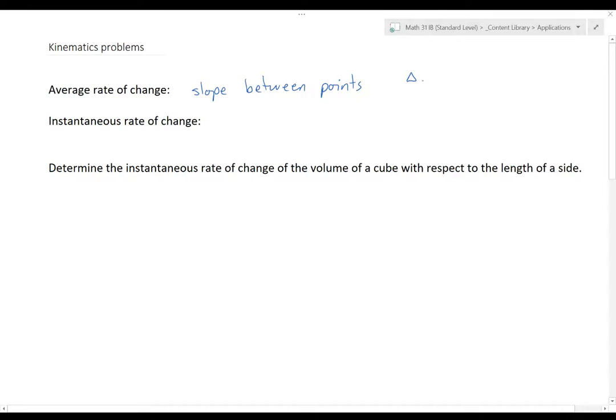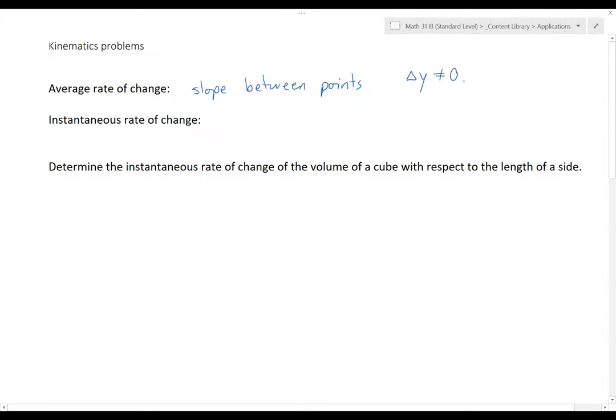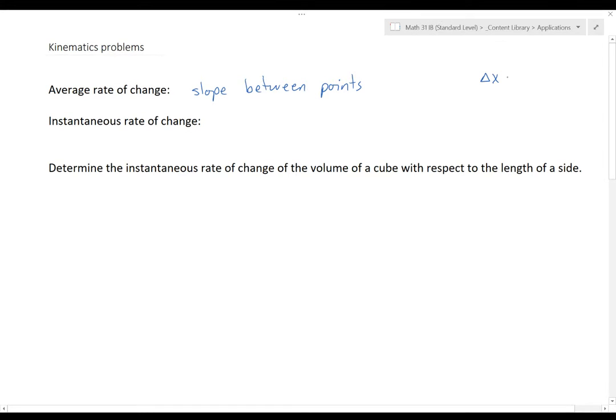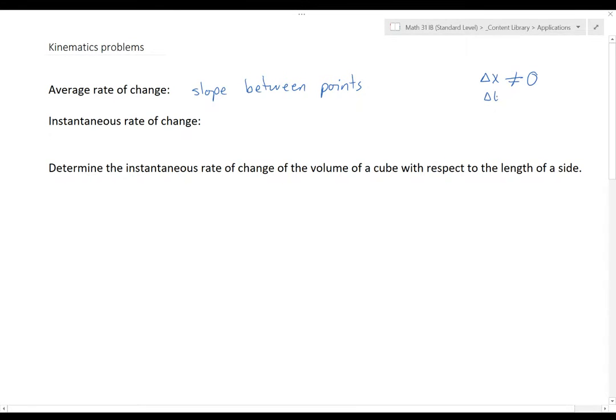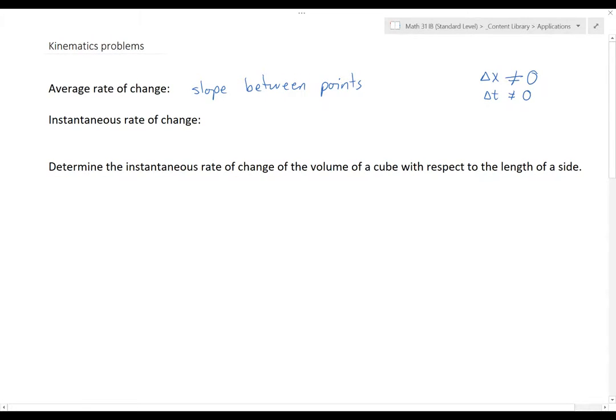So delta y does not equal 0. Well, delta y may or may not equal 0, but the important thing is delta x does not equal 0. Normally, when we're dealing with kinematics problems, that would be delta t does not equal 0. We'd be dealing with rates over time. So our denominator isn't 0.